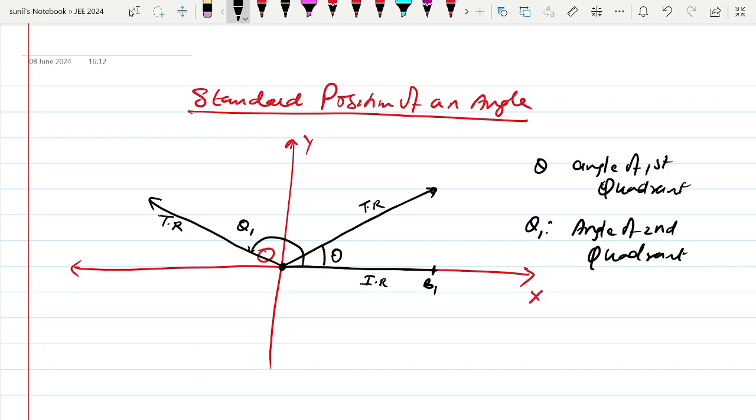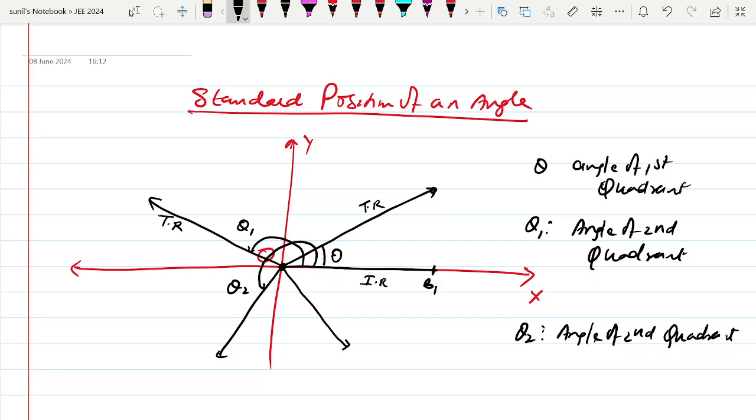Suppose we have a ray in the third quadrant, and the initial ray is rotated through an angle theta 2. So here theta 2 is known as an angle of the third quadrant. By similar argument, suppose our terminal ray is in the fourth quadrant and is rotated through an angle theta 3. Then theta 3 is known as an angle of the fourth quadrant.